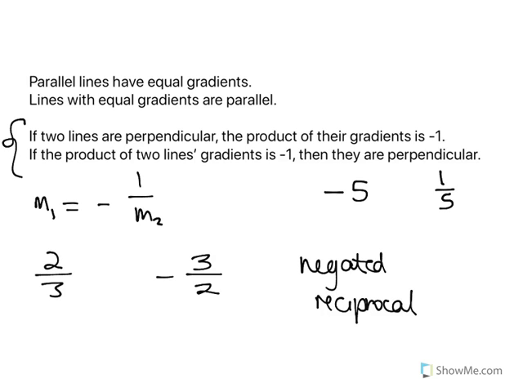So negated reciprocal is the fancy name for that, right? Negated just means that if it was positive, it's going to become negative. And if it was negative, well, minus a minus is positive, so it's going to become positive. And reciprocal is just fancy for inverse, right? So the inverse of 2 is a half, the inverse of a tenth is 10, right? So those are the relationships between the gradients of parallel lines and the gradients of perpendicular lines.